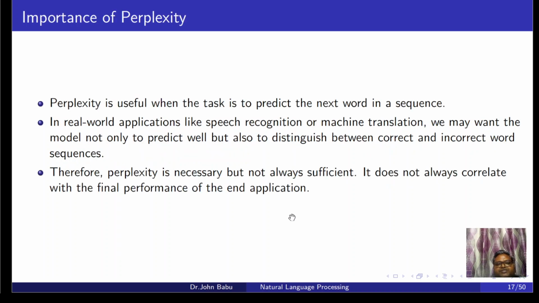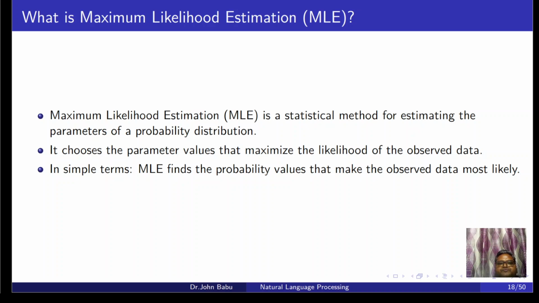So perplexity is useful when the task is to predict the next word in a sequence. For example, in speech recognition or machine translation, the model should not only predict but also distinguish between the correct sequence and the incorrect word sequences. So perplexity is necessary, but it is not sufficient. We will be seeing other parameters also.